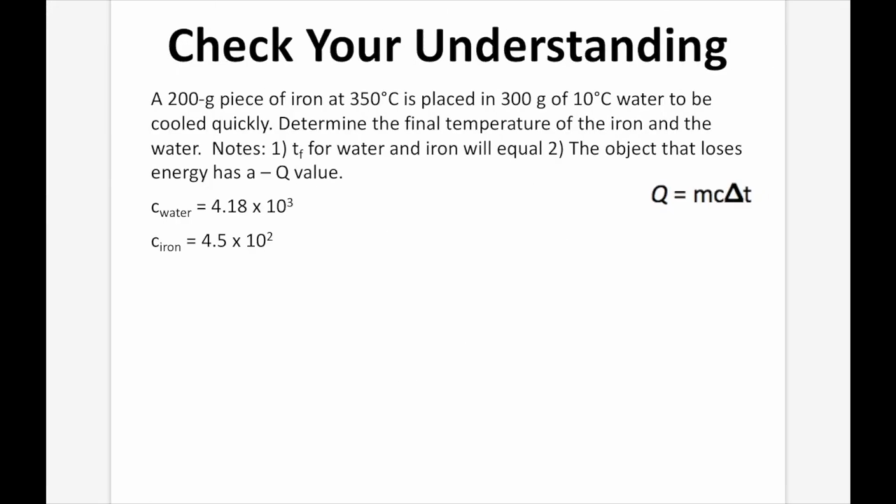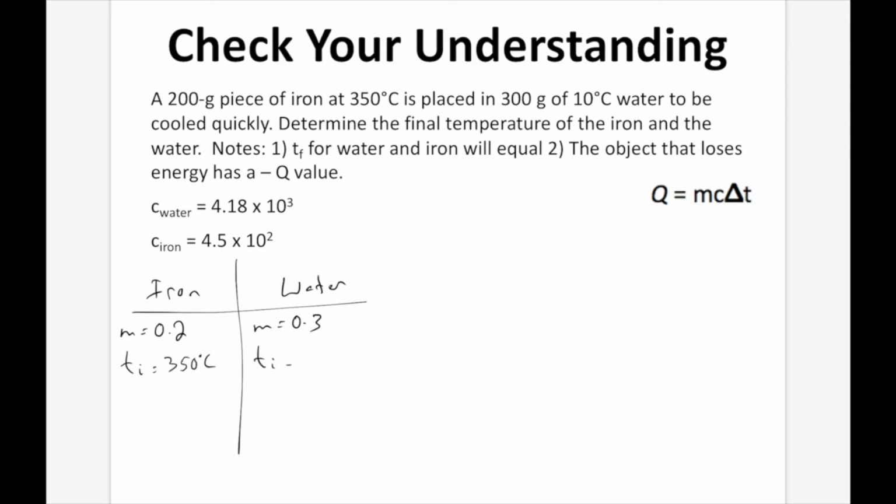So let's have a look at what this could mean. Check your understanding. A 200-gram piece of iron at 350 degrees Celsius is placed in 300 grams of 10 degrees Celsius water to be cooled quickly. So we'll say iron, water, the mass of iron is 0.2. The mass of water is 0.3. Remember, we've got to use kilograms. We'll say Ti for the iron is 350 degrees Celsius, and Ti for the water is 10 degrees Celsius.